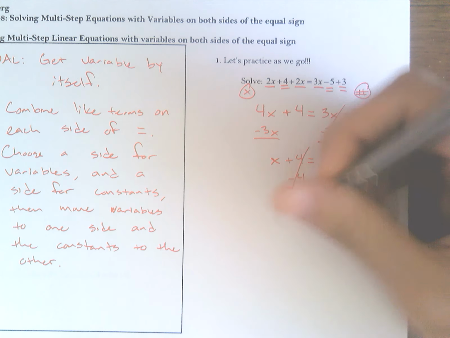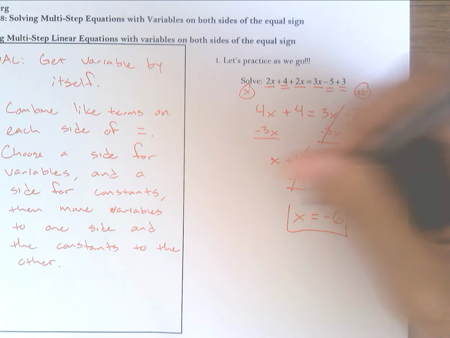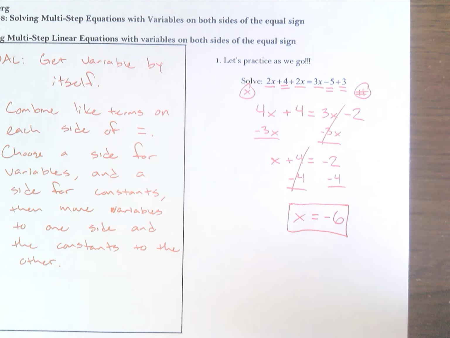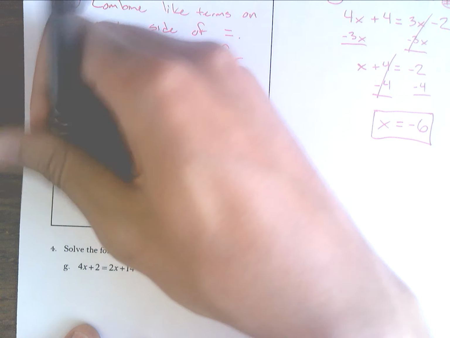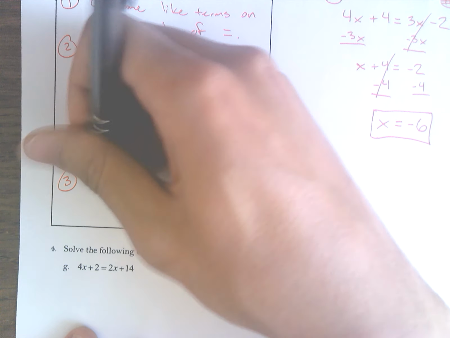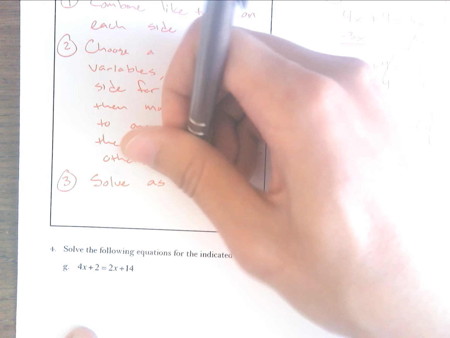And then the x gets brought down. So we get x equals -6. Now, that is our solution. We found x. We got it by itself. But I do want to add one more step in our process here. Step 3, if you have to, solve as usual. In this case, we didn't have to solve. It was already solved for us.